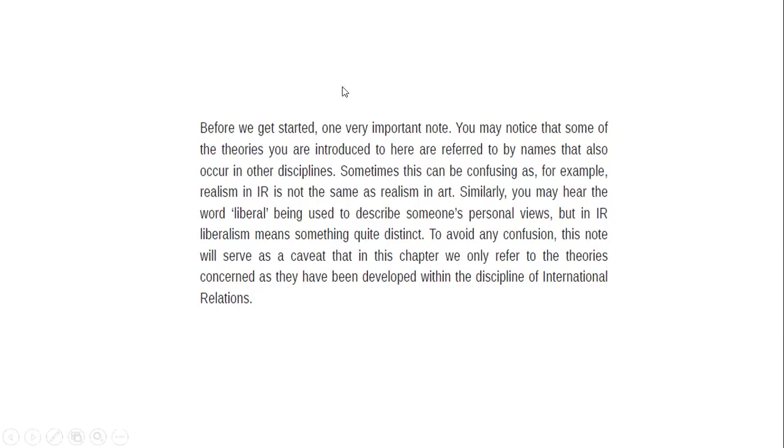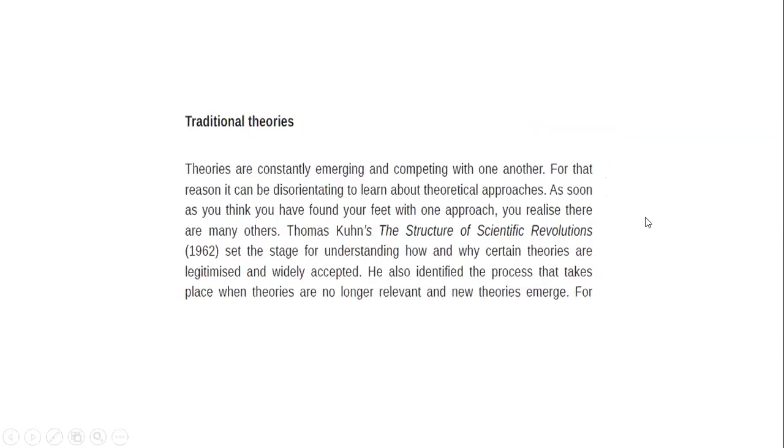Okay, so I'm going to read a little bit more here. Start a little bit with traditional theories. Theories are constantly emerging, which means coming forth, showing up. And then they compete with one another. They always compete one against the other. For that reason, it can be disorientating. Disorientation means you get confused, right? So it can be confusing to learn about theoretical approaches. Again, that's why I'm going to keep it to a minimum. As soon as you think you have found your feet, which means you understand one approach, you realize there are many others.